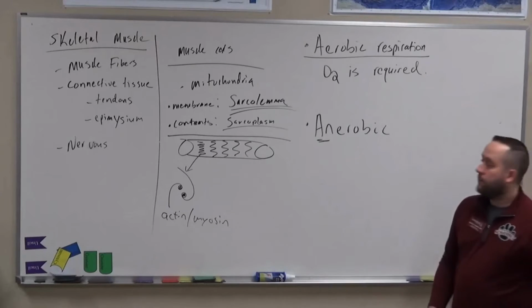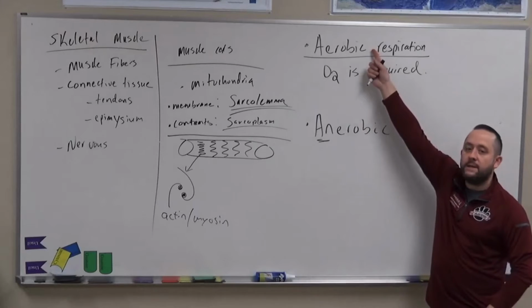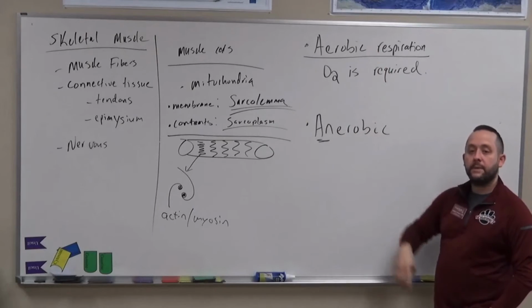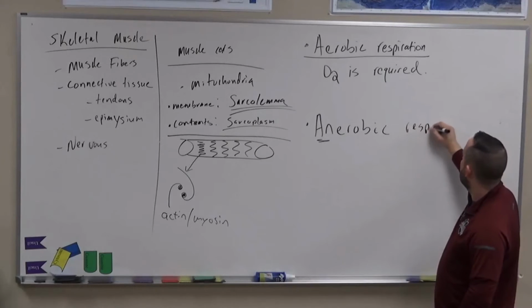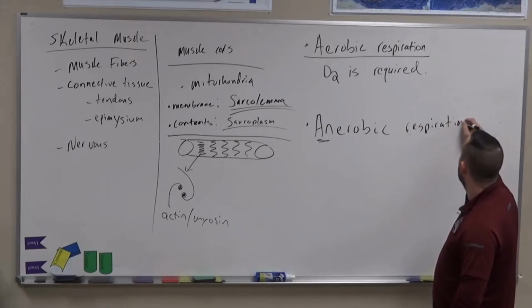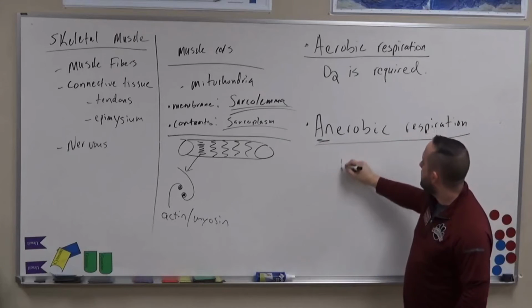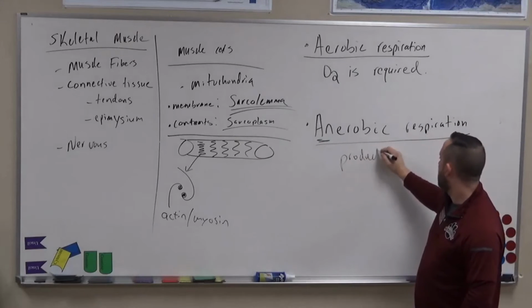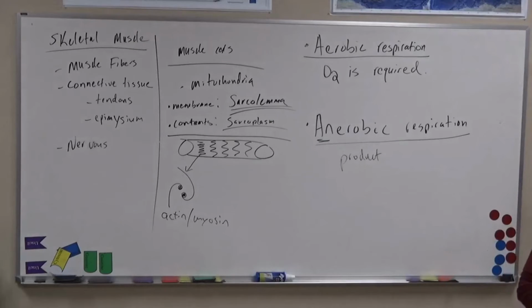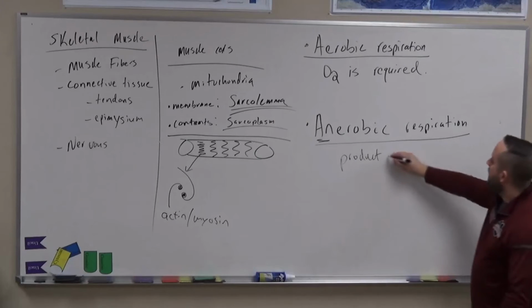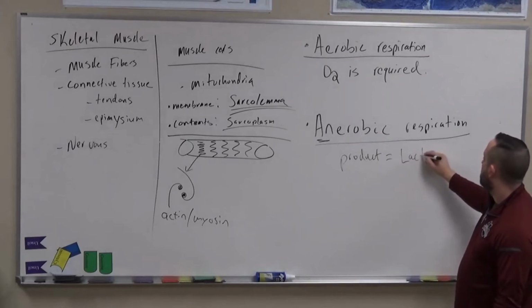So it's got like a backup. When this first one runs out of ATP quickly, we switch over to glucose. Well, that is anaerobic respiration. And a product of that reaction, which is super cool when you go learn about pyruvate and acetyl-CoA and all these different things, is lactic acid.